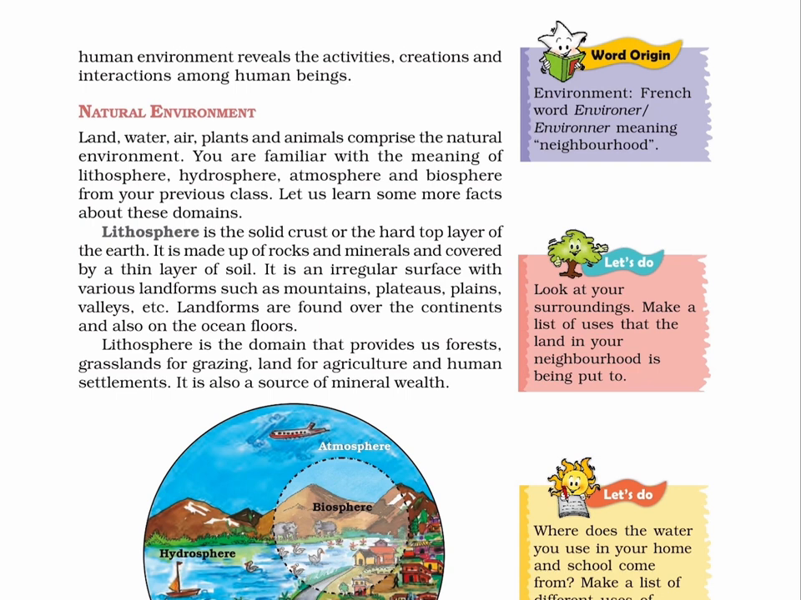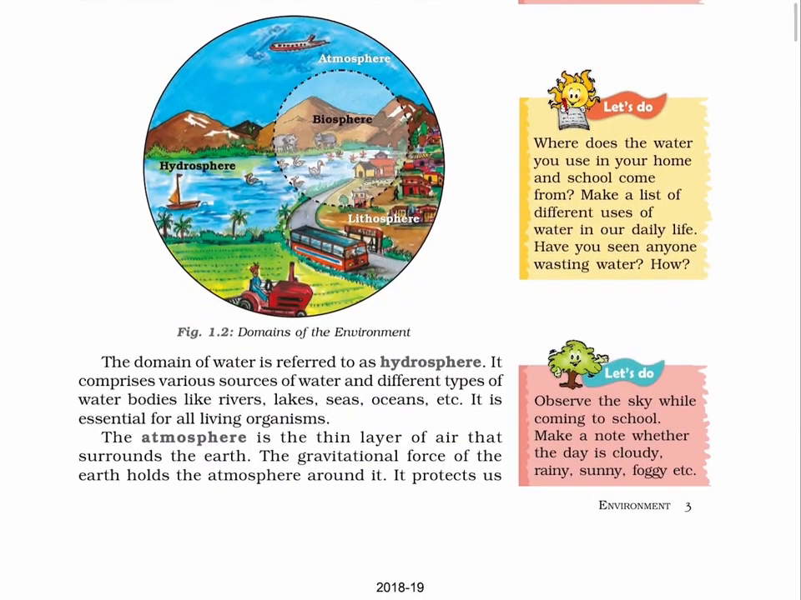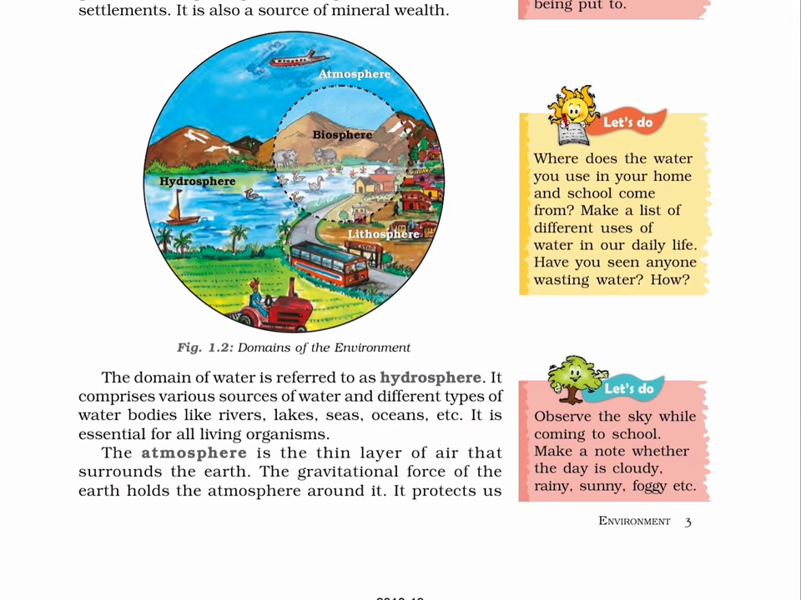Below that is another Let's Do. Where does the water you use in your home and school come from? Make a list of different uses of water in our daily life. Have you seen anyone wasting water? How? And then there's a final Let's Do on the bottom right side of the page. Observe the sky while coming to school. Make a note whether the day is cloudy, rainy, sunny, foggy, etc.